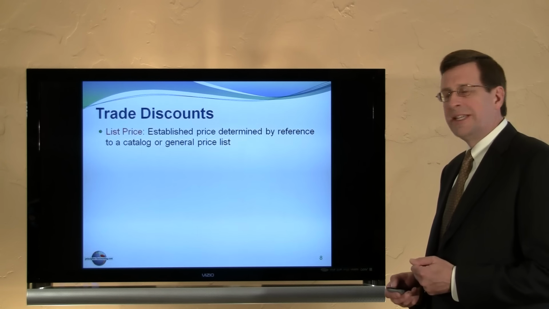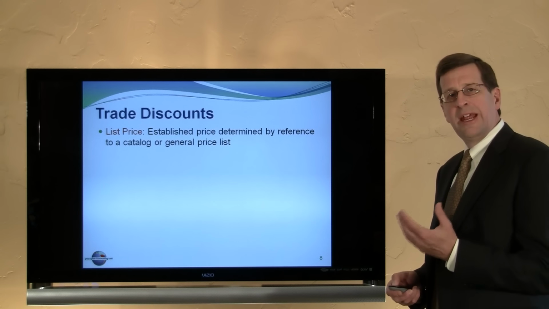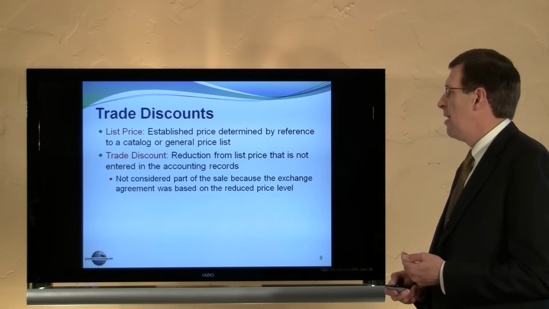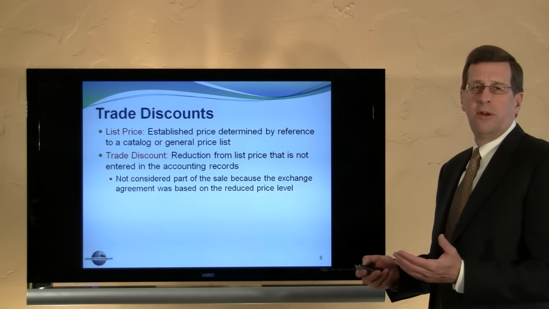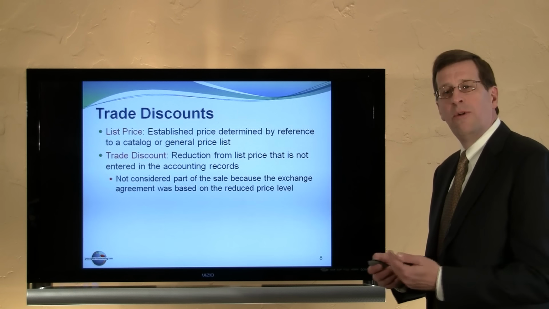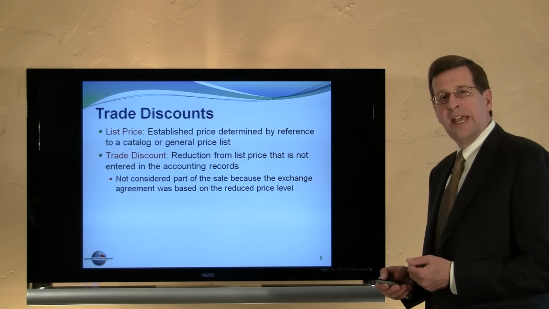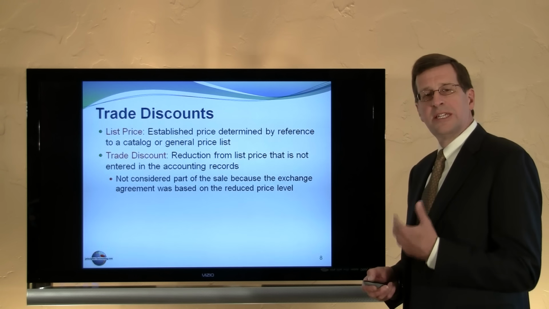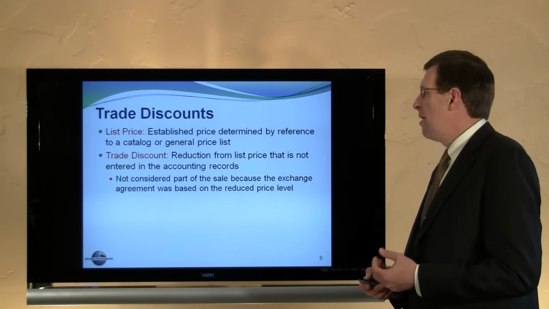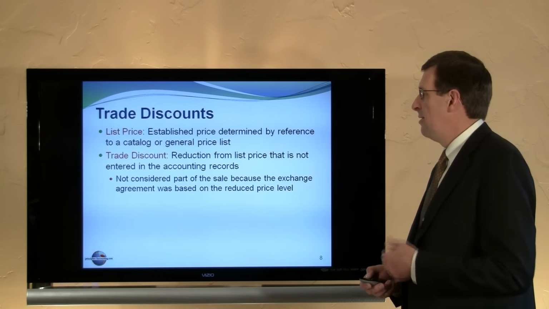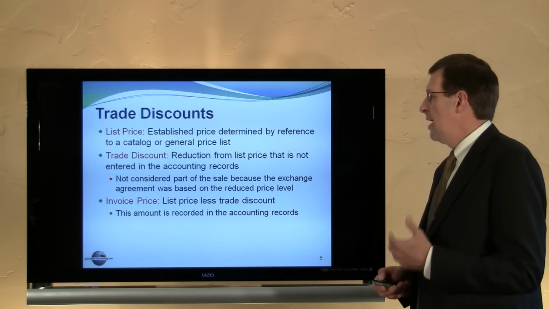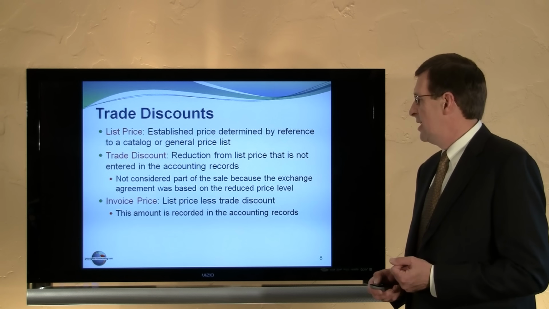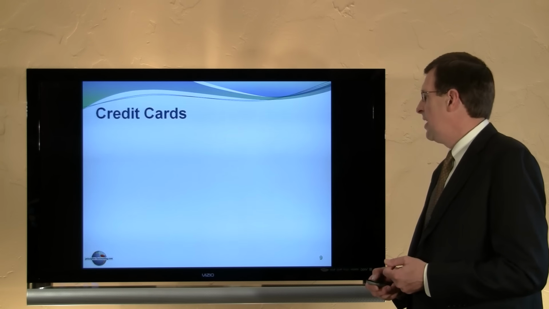Another concept to consider is the idea of discounts. A list price might be a catalog price amount or a stated price amount, but it may not reflect the actual intended sales price. A business may give a trade discount to a particular group of customers or to anyone that negotiates for that discount. These trade discounts are ordinarily not recorded in the accounting record. They could be, but ordinarily they're not. We normally just record the sale at the agreed upon selling price rather than the list price, the sales price minus the trade discount. The invoice price is the amount that the customer owed. It's the list price less the trade discount. This is the amount that's ordinarily recorded in the accounting records.